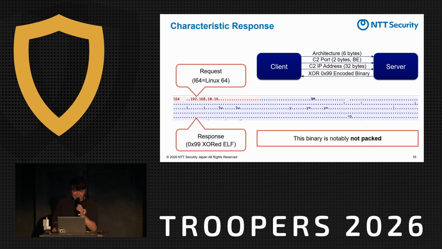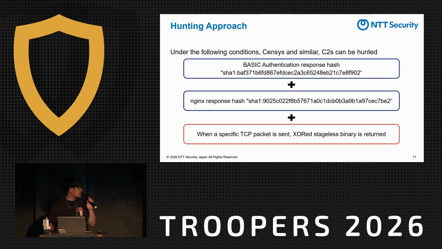A characteristic of the VShell server is that by sending a TCP packet containing architecture information and the IP address of the server, it is possible to download the stageless binary that has been XOR encoded with 0x1999. This binary is not particularly packed, making it easier to analyze these samples. So if we send this packet, containing architecture information and IP address information, it returns the XOR-encoded binary. This is a very characteristic response of VShell listeners.